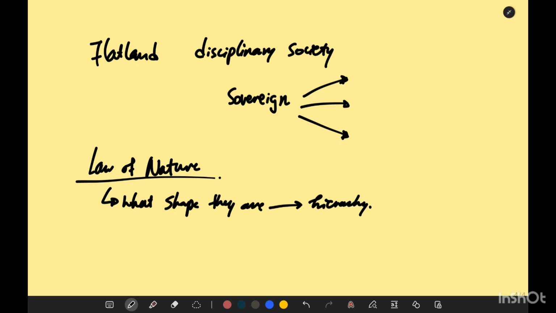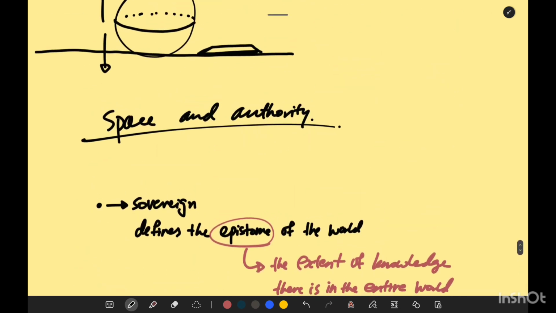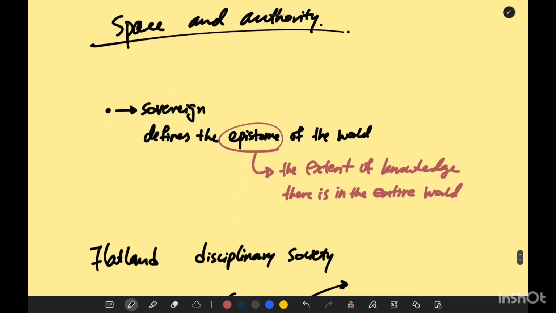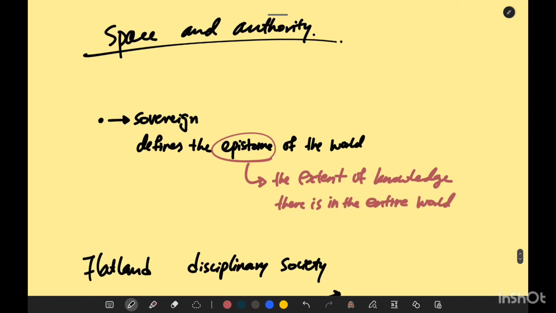Yeah, and then their perceptions are limited to the space they live in. So that's what I meant when I said that there is a relationship between space and authority. And it stems from the same logic of biopolitical rule, where some things are defined by the sovereign, and then it has an impact on the entire society.